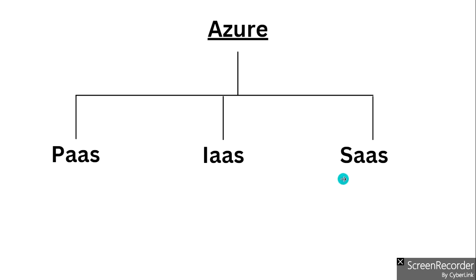When we talk about any one specific service of Azure, like Data Factory, which is used for data pipelining, that is itself a software which allows me to perform some task. So that is called software as a service.